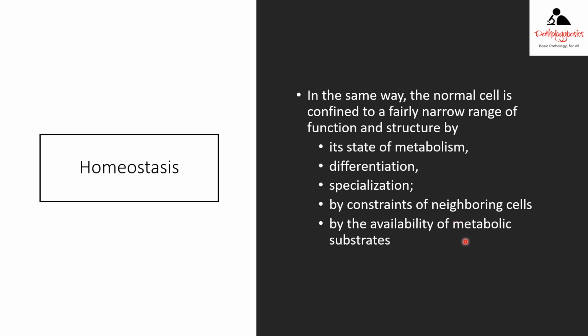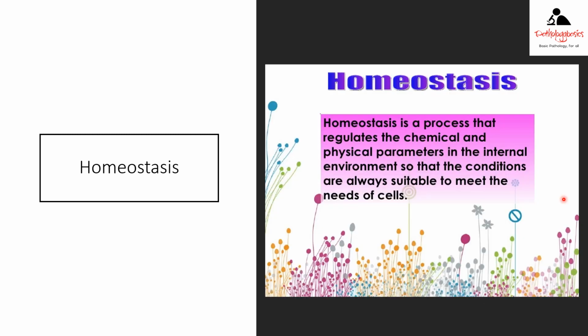If I tell you the exact definition, homeostasis is a process that regulates chemical and physical parameters in the internal environment so that the conditions are always suitable to meet the needs of the cell. So whatever the long and short of the definition is, the gist is that the cell maintains itself through various processes, and these processes are called homeostasis.